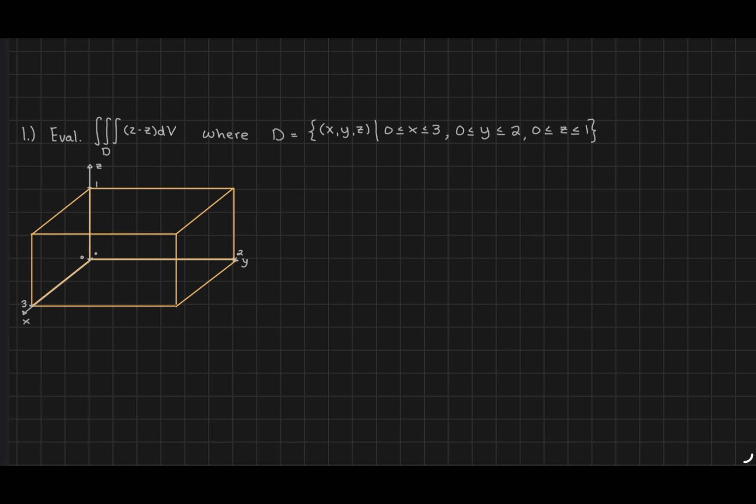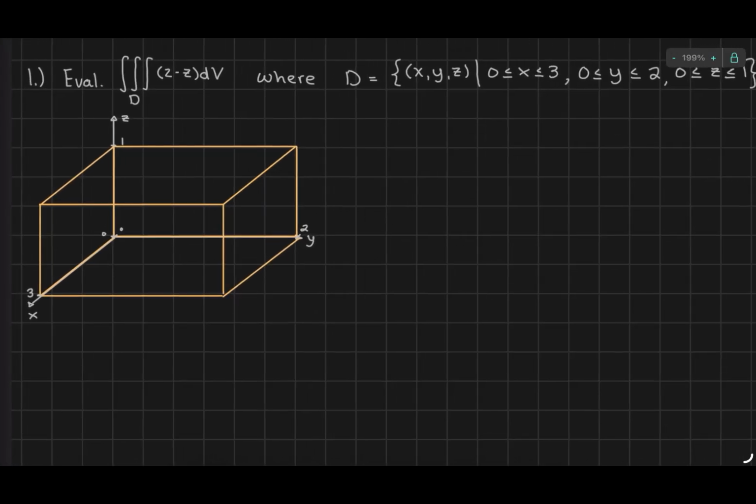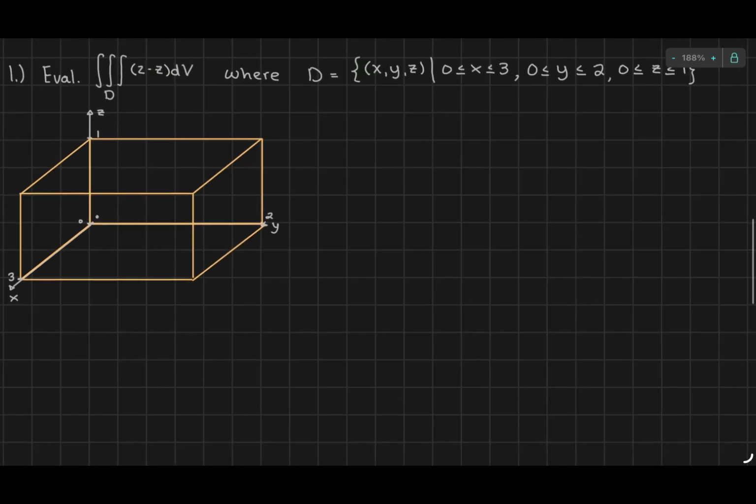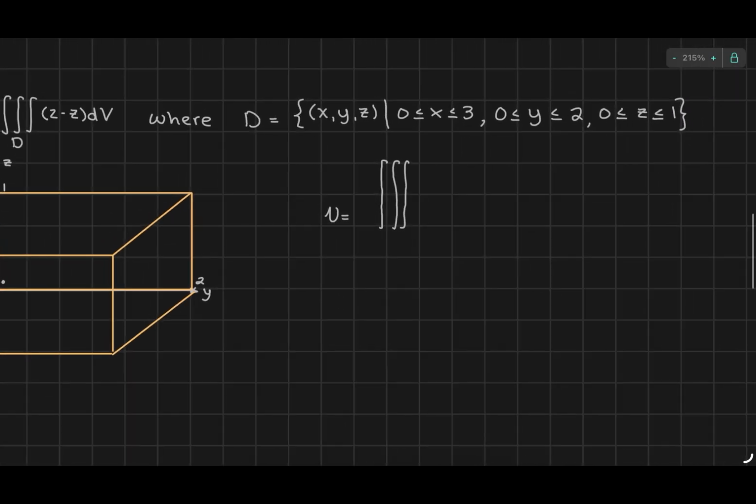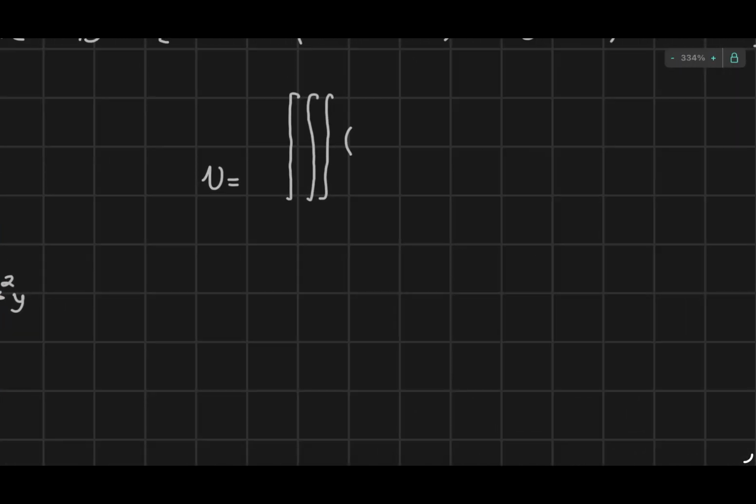Okay, so let's go ahead and get into this. So we're going to go ahead and make our triple integral now. We're going to have the outer integral, the middle integral, and the inner integral. Sorry, middle integral and inner integral. And we're going to have our integrand in there, 2 minus z.